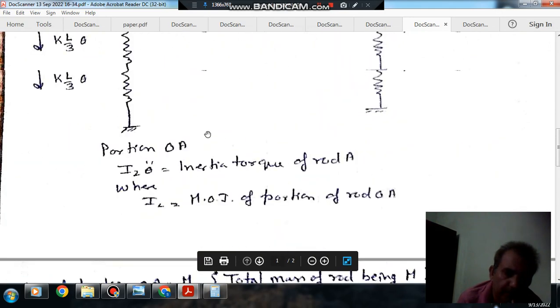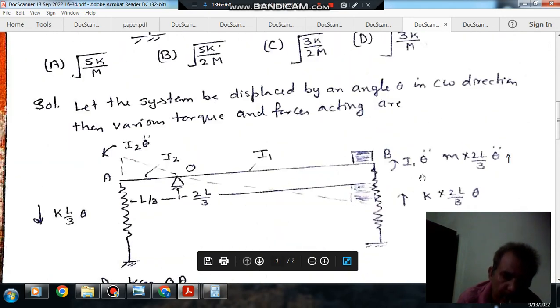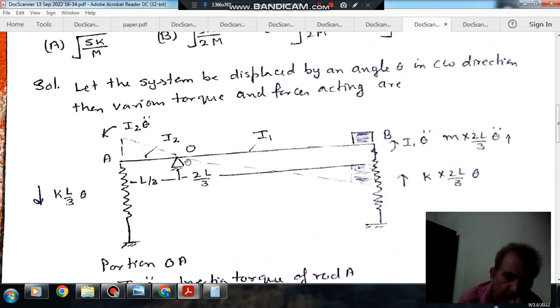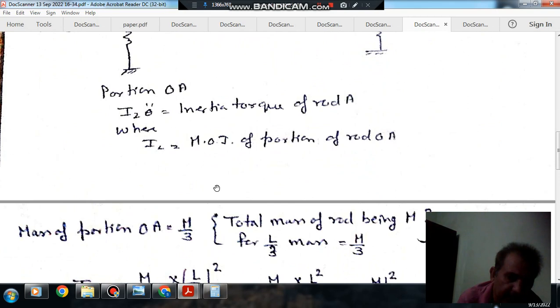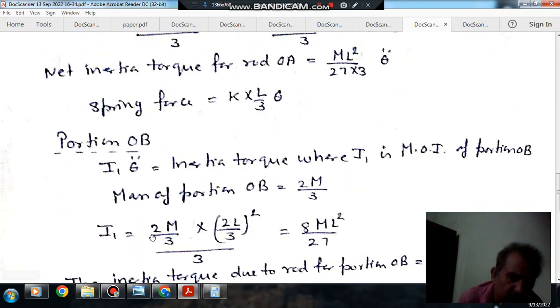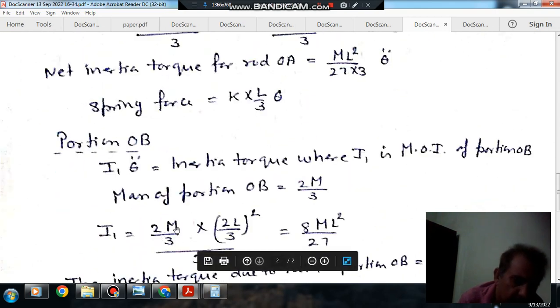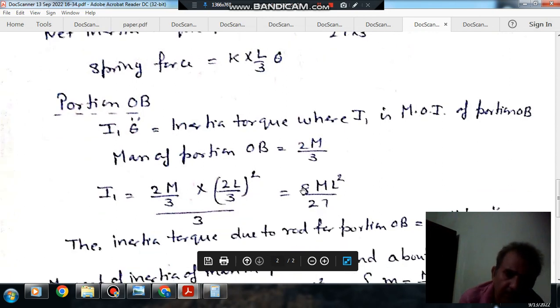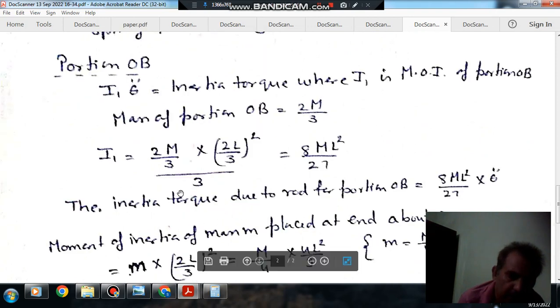Now for portion OB, I1 is again here for this rod. Mass is m into 2 by 3 and length is 2L by 3. So the moment of inertia is the same in the same way, m L square by 3. So m is 2m by 3 and L is 2L by 3, so the moment of inertia will be 8 ml square by 27. And the inertia torque will be I2 theta double dot, which is 8 ml square by 27 into theta double dot.